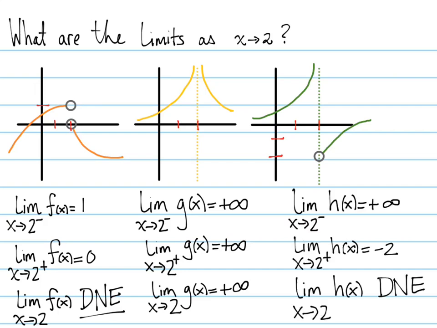Lastly, on the right, the limit of h of x as x approaches 2 from the left, just like the middle one, is positive infinity. But the limit on the right is negative 2. Since positive infinity and negative 2 don't agree, we can't say the limit makes sense. So the limit as x approaches 2 does not exist.